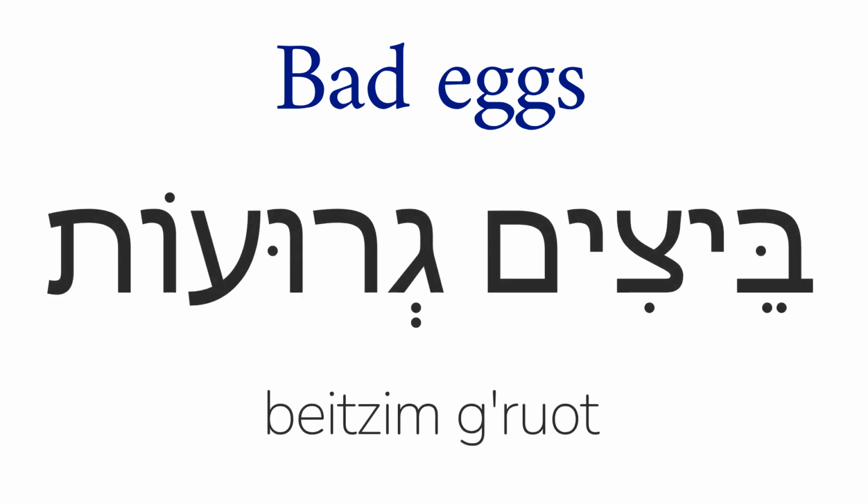Alright, are you ready? Let's first translate bad eggs. Now, this phrase has the same structure as a small cake and soft bread. First we have an adjective, and then we have a noun. To translate this kind of structure into Hebrew, first we say the noun, and then we say the adjective. So we have beitzim, eggs, and then garuot, bad. Beitzim garuot, bad eggs.